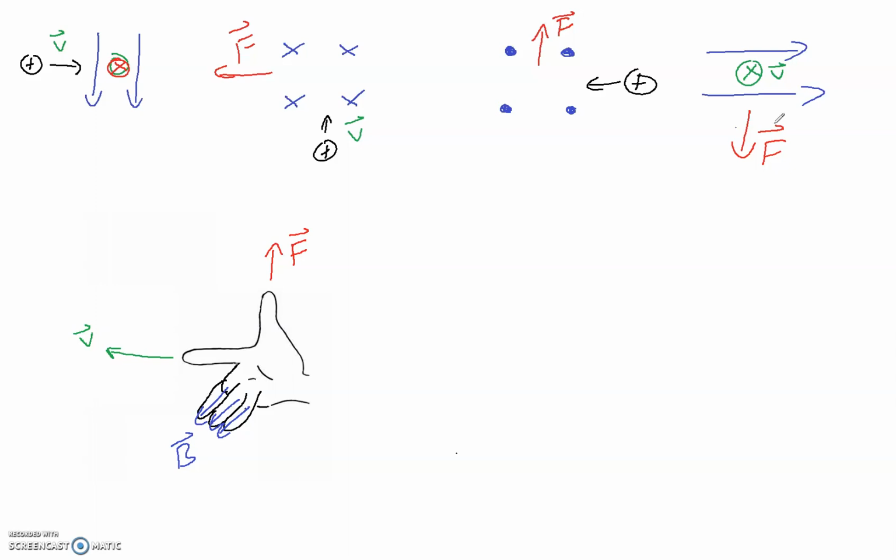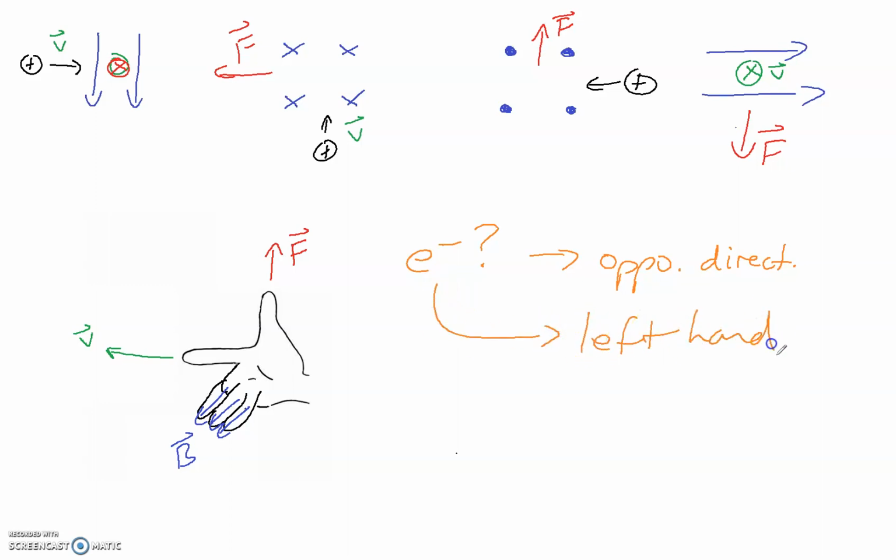Now, there's one slight way, you guys would call it a trick. What happens if you're using an electron? Well, if you use an electron, you can do the exact same thing, except you just use the opposite direction. So use your right-hand rule if you want to, and then calculate the force, calculate whatever, but then just flip your answer because it's negative, so go the exact opposite direction. The other thing that people do sometimes is if it's a negative charge like an electron, they will use their left hand instead.